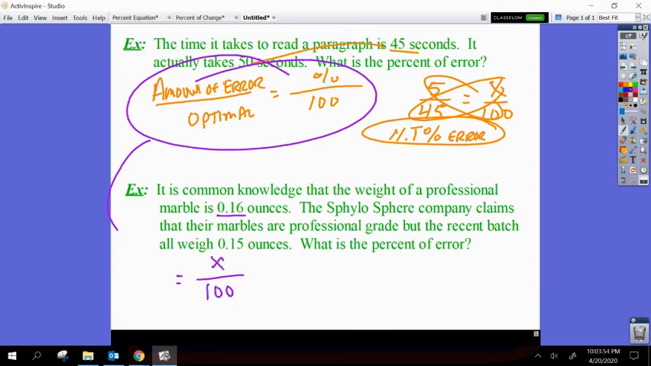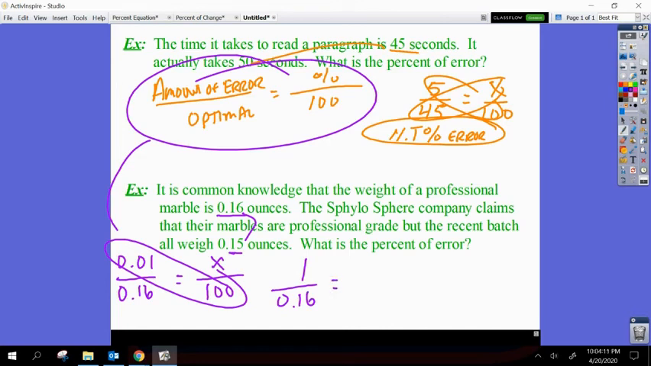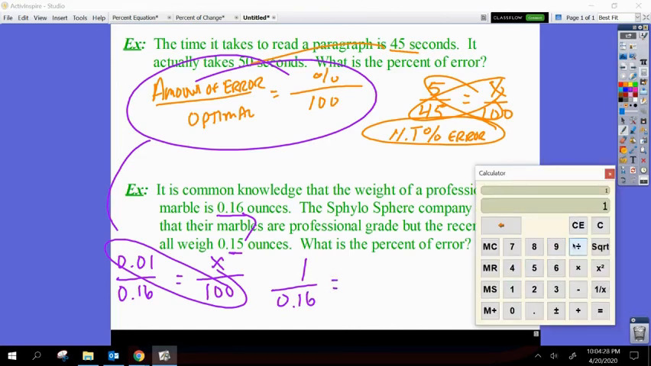Now, optimally, it's supposed to be 0.16, but that's not what it is. It's off by 0.01. When we cross multiply, we get 0.01 times 100, which is 1, divided by 0.16, and calculating 1 divided by 0.16, we get a 6.25% error. So the error is 6.25% error, which is not insignificant, but pretty obvious.